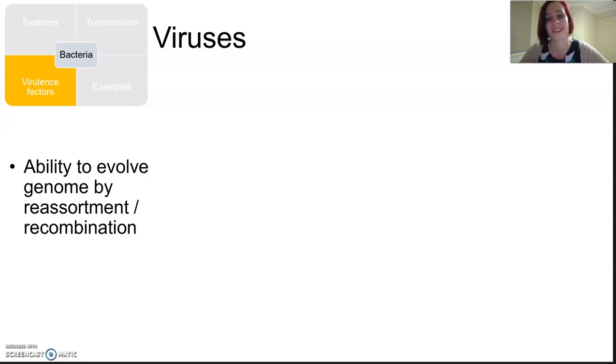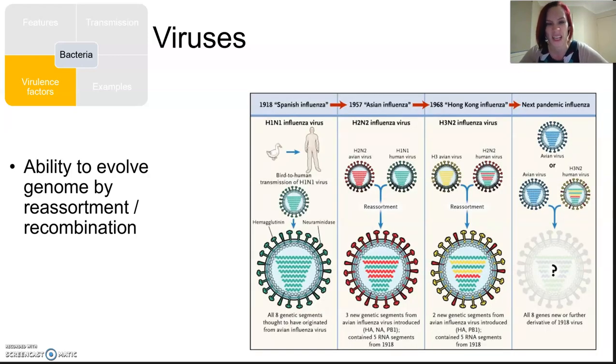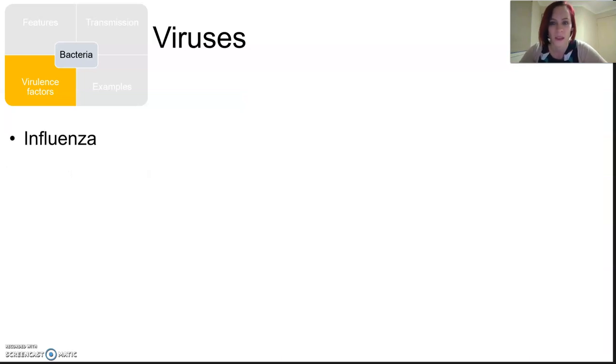All right, so viruses also have the ability to evolve their genome by reassortment or recombination. The flu does this quite often, and genetic reassortment, changing around its genes with other versions, means our immune system will not recognize it, and that's why we keep needing a new flu vaccine every single year to really take on board what the changes have been since the last flu season.